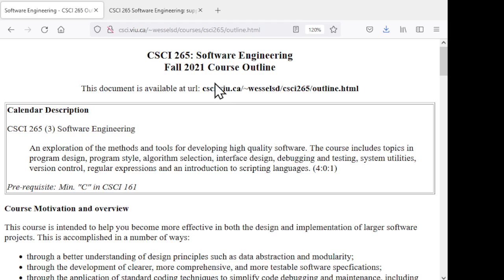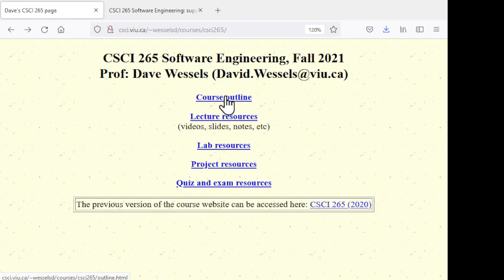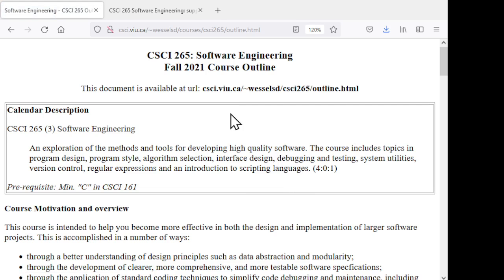Again, the course website is csci.viu.ca, tilde wesselsd, that's my Linux ID, csci265, and that's the main course page. You'll find a link to the outline there, and links to the lecture resources, the lab resources, etc. Most of the information for the course is going to be provided through that website. We will use VIU Learn for some quizzes as well, but I'll talk about that a little bit later.